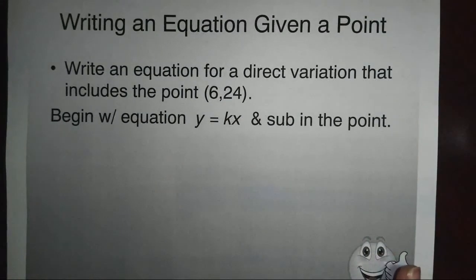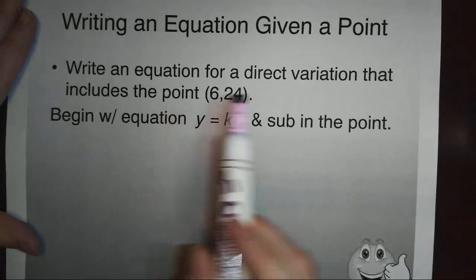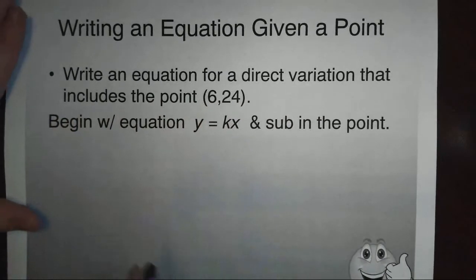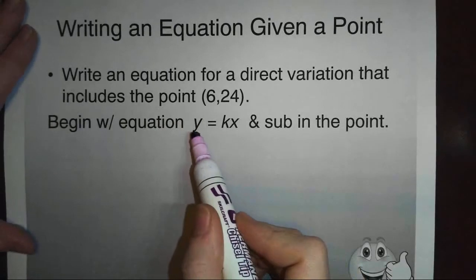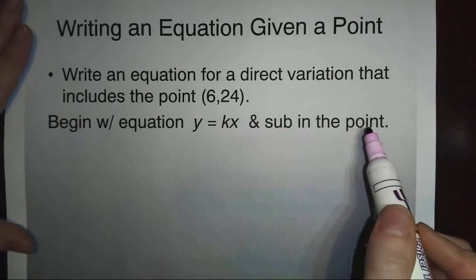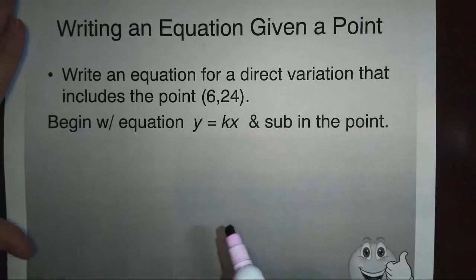Sometimes we need to write a direct variation equation given a point. So in order to do that, we have to figure out what our constant of variation is. Here we want to write an equation for a direct variation that includes the point 6, 24. In order to figure out what k is, we are going to use our direct variation form, y equals kx, and sub in the point, or the x and the y value.